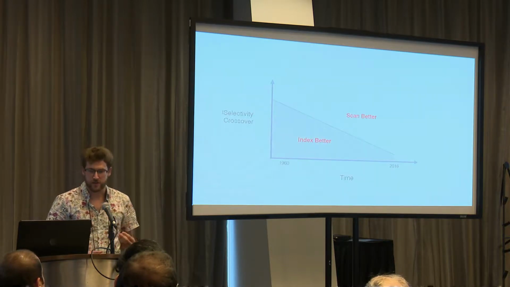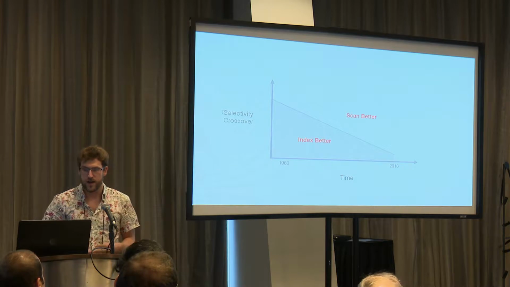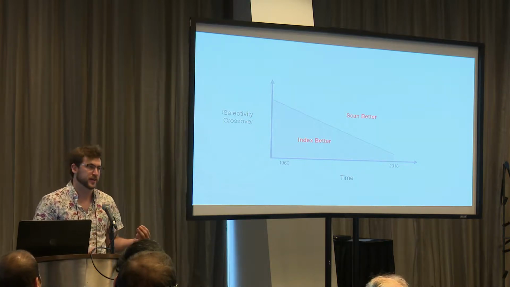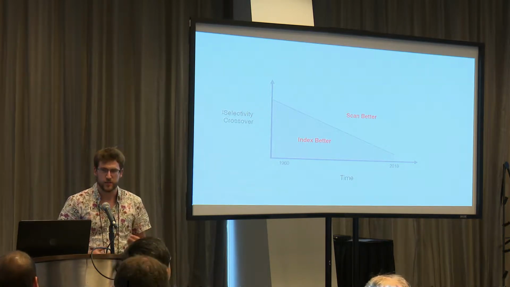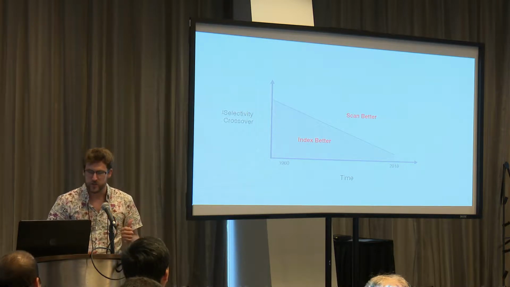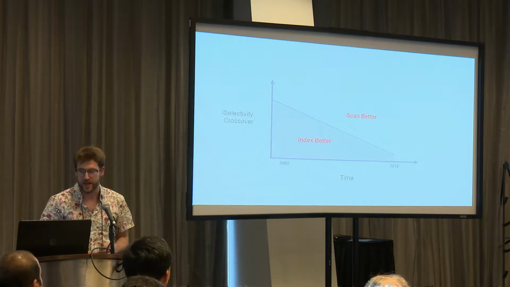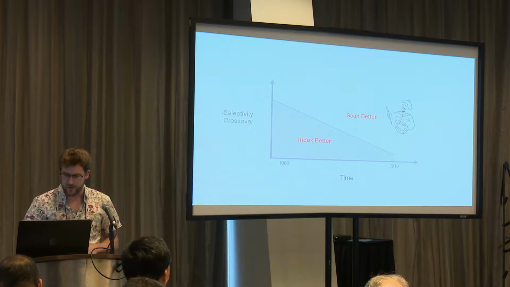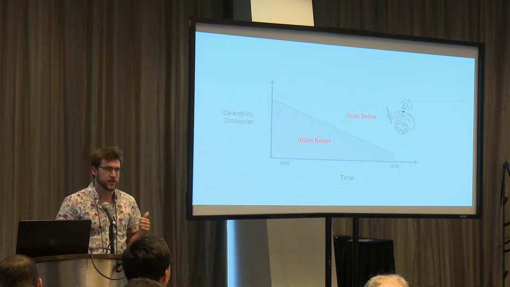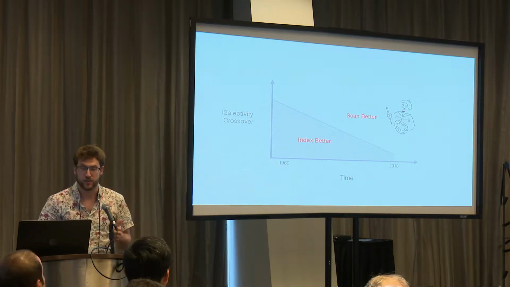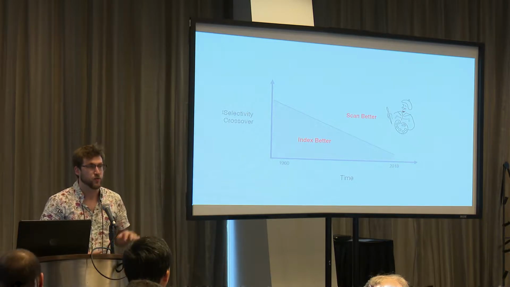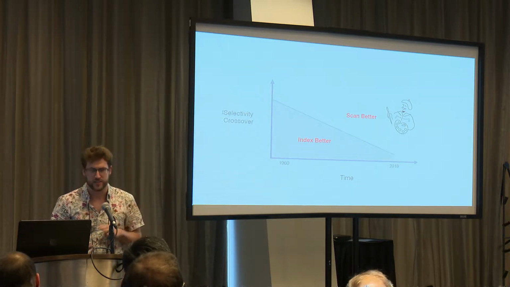Traditionally, we've always had a selectivity crossover where our scan becomes better than our index. And this has dropped over time. A recent paper from our lab showed that the crossover is about 1% as of last year. We're going to be focusing mainly on the area above the selectivity crossover. If you're going to select only one tuple, there are better indexes than column sketches.